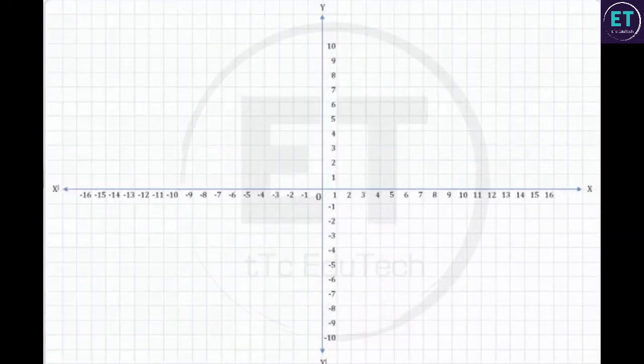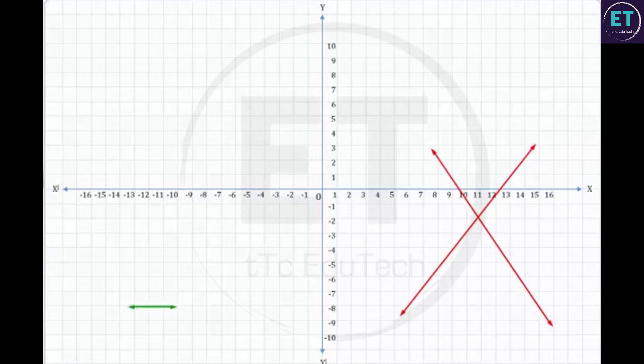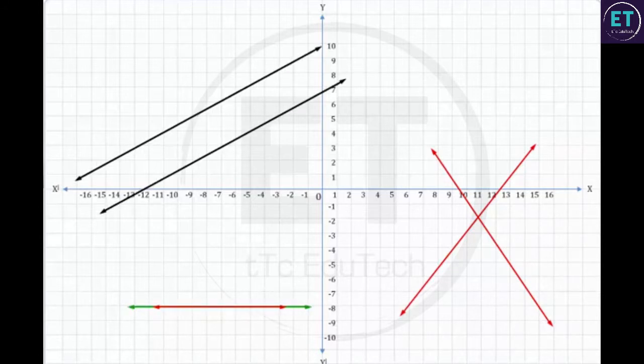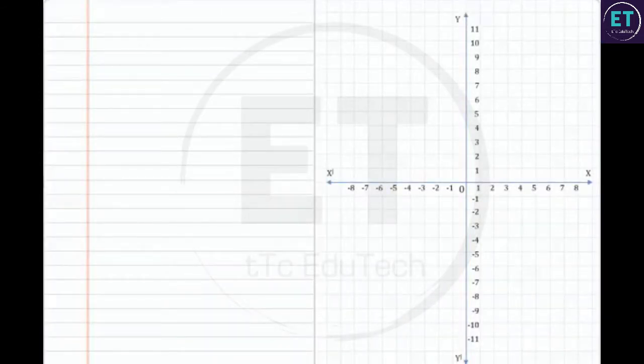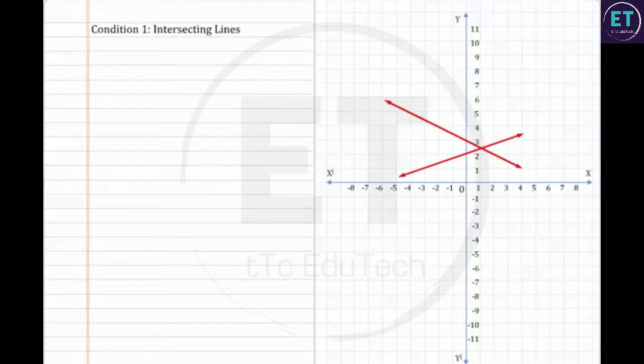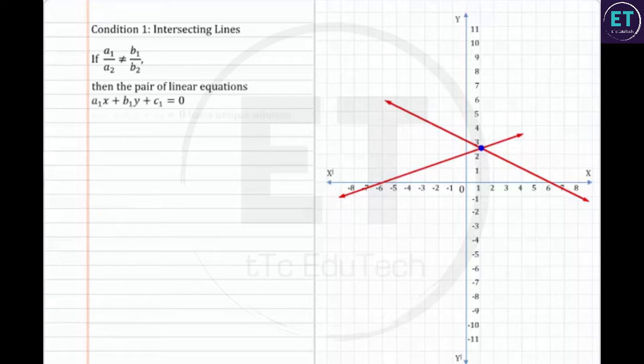As discussed, when any pair of linear equations in two variables is plotted, two straight lines are obtained. These lines may either intersect each other or be coincident with each other. These lines can also be parallel to each other. Each of these conditions will determine the solution of the equations. Let us look at the first condition where the two lines are intersecting each other. This is possible only if a1 divided by a2 is not equal to b1 divided by b2. Then the pair of linear equations will have a unique solution.